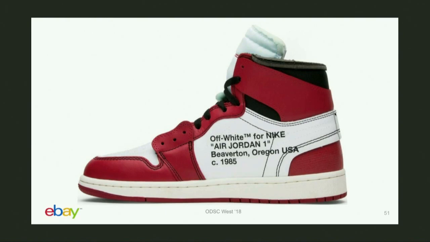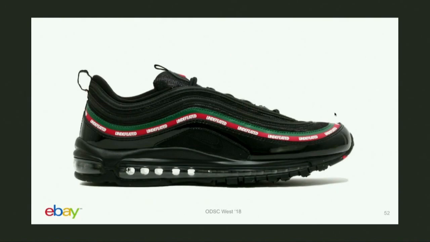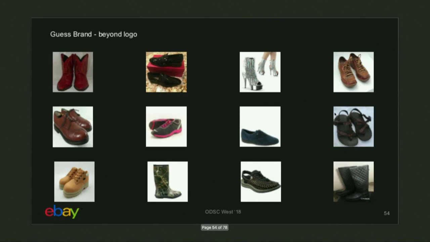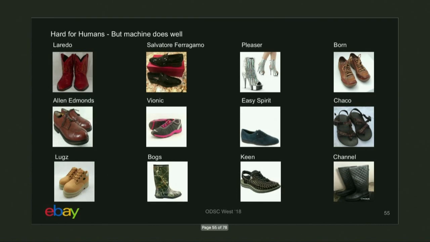What I'm trying to say is that brand is not always about the logo. Here, this is a Nike Air Max. There is no Nike logo there, but people who know, know this is a Nike Air Max. This is a Puma shoe. Again, people who know Puma shoes know it has that curve and the sole shape, so they know it's a Puma. There are a lot of products like these, and it's very hard for a single person to know all of these brands just by looking at the picture. But the machine is able to do that.